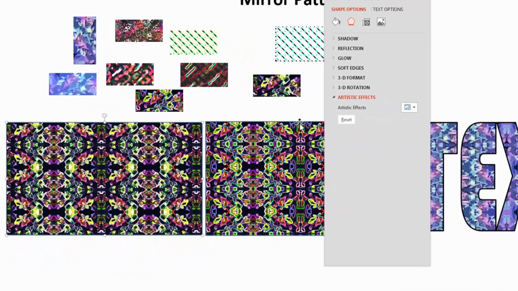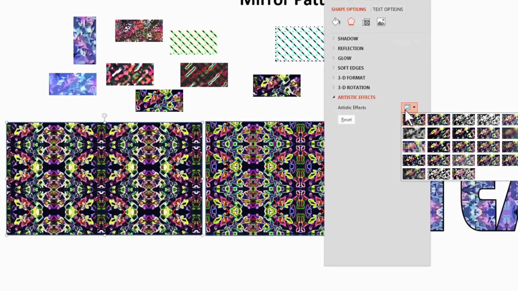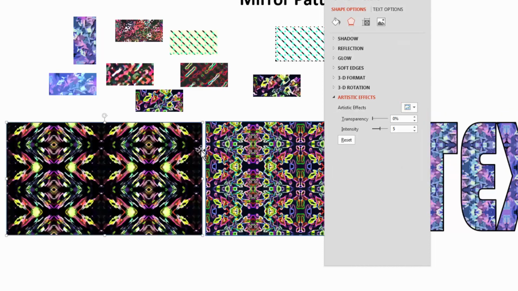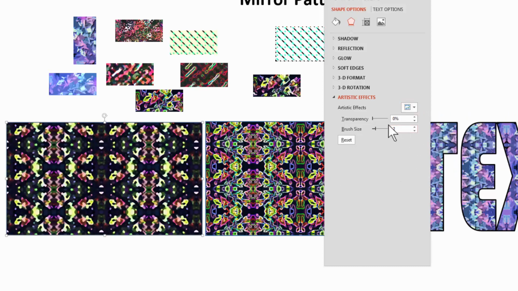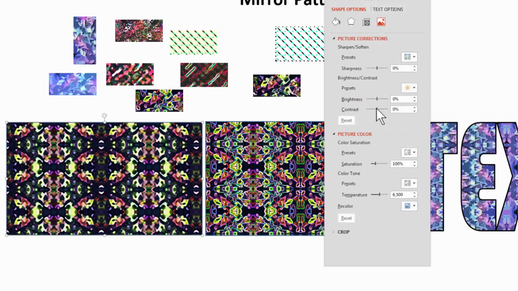And if you want to try something different, you can go back and say, let's try dark strokes. A little probably too dark. Let's try sponge. But again, we can always go to our brightness and contrast and fix that. So beautiful patterns, beautiful patterns.